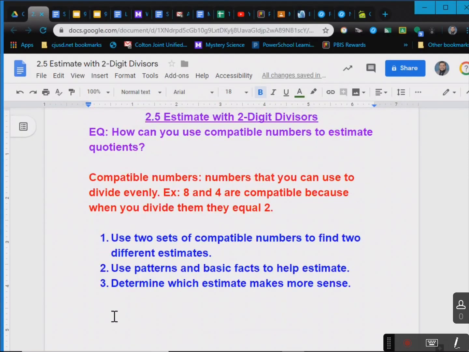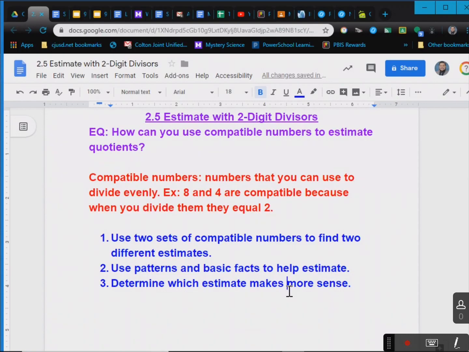All you're going to be doing is using two sets of compatible numbers. You need to know basic facts and patterns. That's why here multiplication facts are so important. And you're going to determine which of the estimates makes the most sense. Now, that last example, both of those estimates made sense, so you could use both of those numbers. But in the previous two examples, only one of those numbers made more sense because it was closest to the actual number. Okay, you're not being exact today.